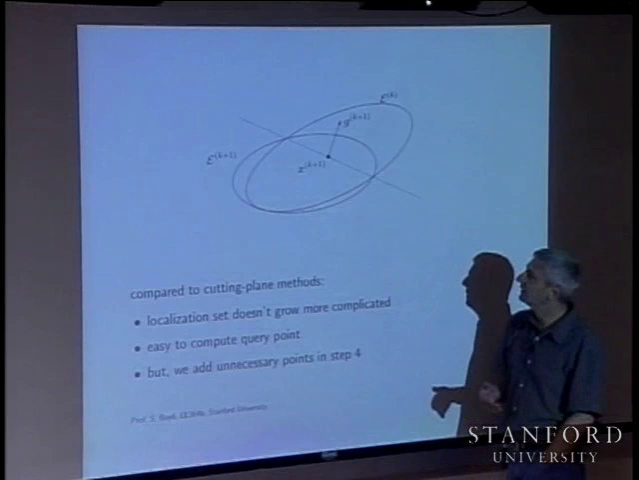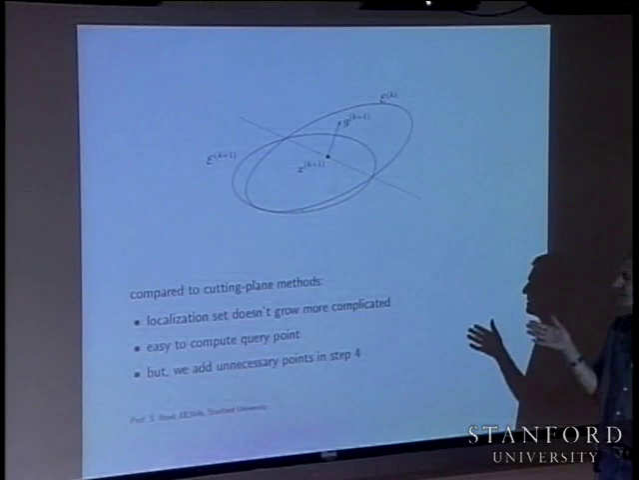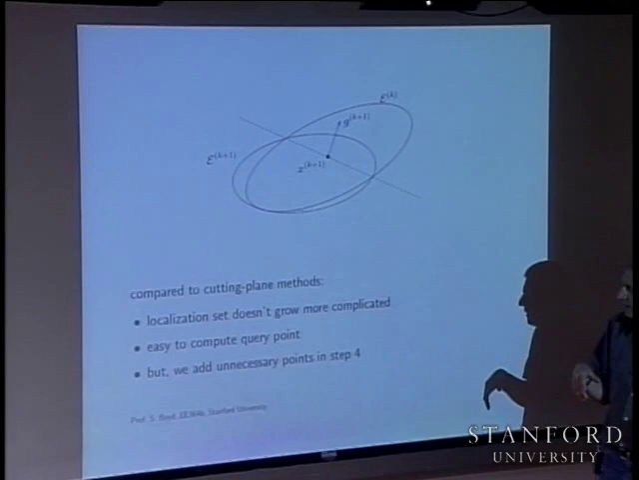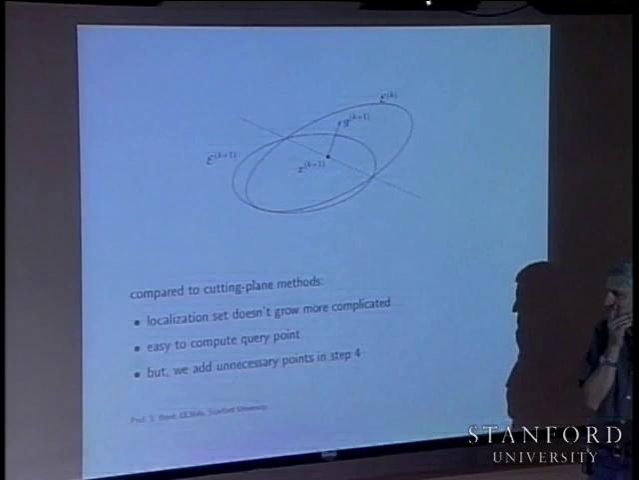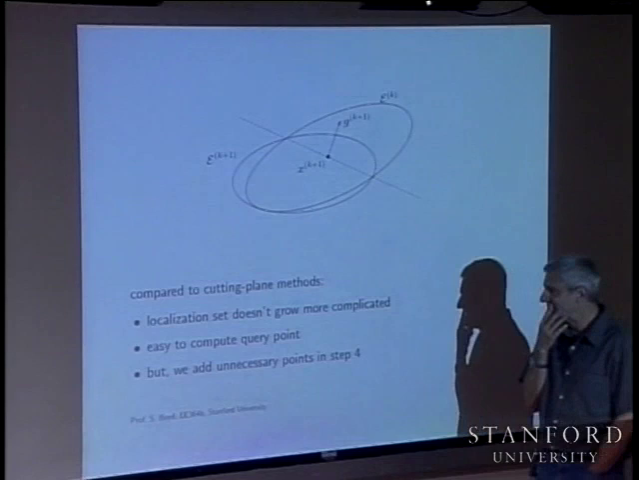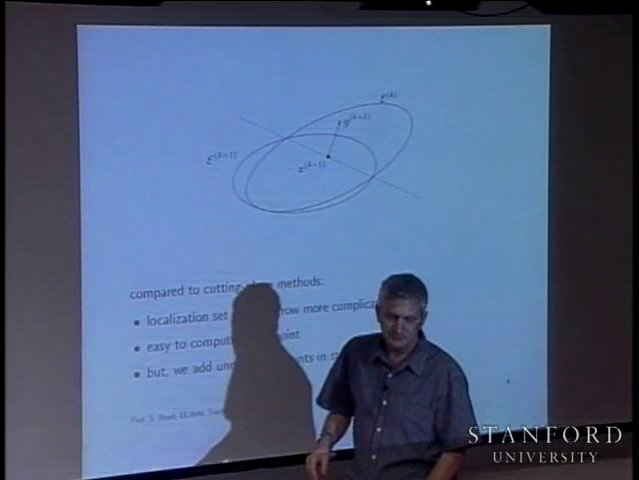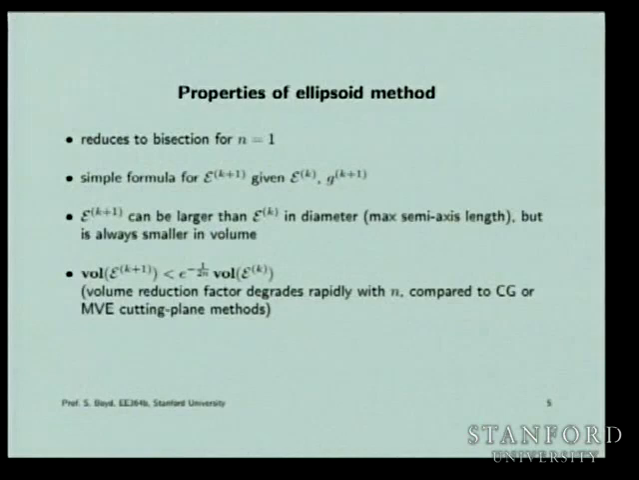So, all right, now compared to a cutting plane method, you could say various things like the localization set doesn't grow more complicated. It's easy to compute a query point. Well, yeah, because it's actually part of the data structure of the ellipsoid, right? The ellipsoid is given by a point, the center, and some positive definite matrix. So, okay, fine. It's an access into a field of a data structure. The bad part is, of course, we're adding unnecessary points in step four. I mean, these. Anyway, I wouldn't be here telling you about this if it didn't actually work.